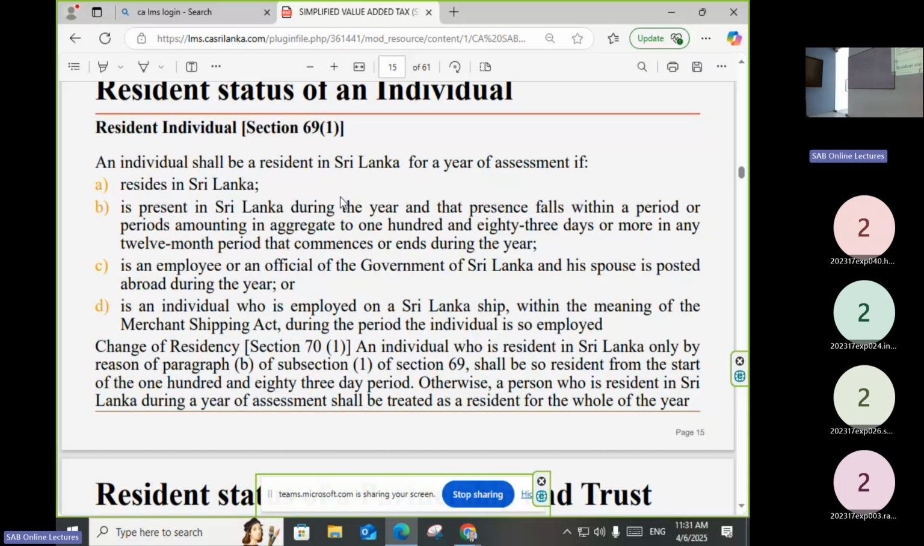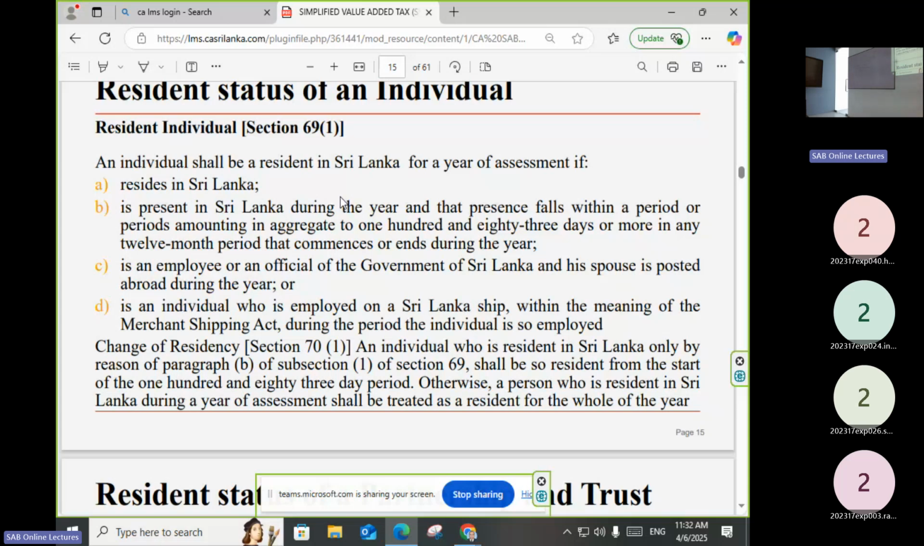In the case of individuals who come to Sri Lanka, from that day we count a 12-month period. That's why I say any 12-month period, starting from any year of assessment, and it could extend into the next year of assessment. But in that 12-month period, if physically present in Sri Lanka for more than 180 days, he can be considered a resident individual for Sri Lanka income. Not for any other thing: just because of this we are not getting permanent residency or anything. It is for tax purposes.